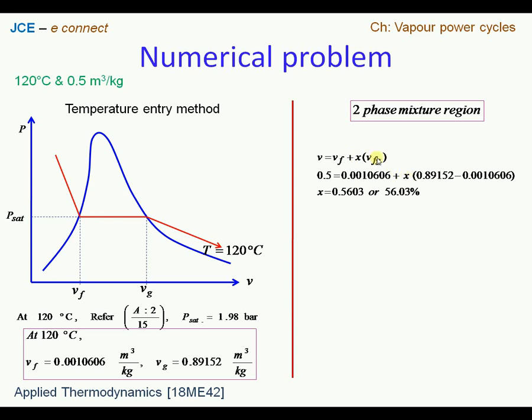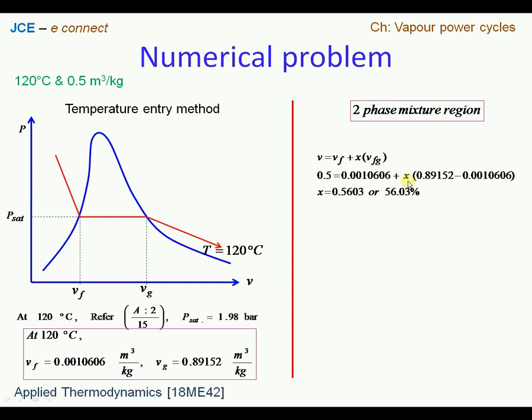Then Vfg is Vg minus Vf. Vg minus Vf forms Vfg. So if the Vfg value is not directly available in the table, one can subtract Vf from Vg, and that way one can find the Vfg value. So that is how this has been done.